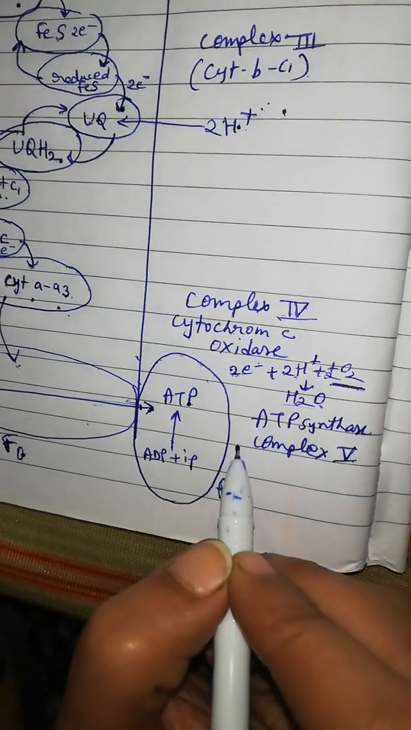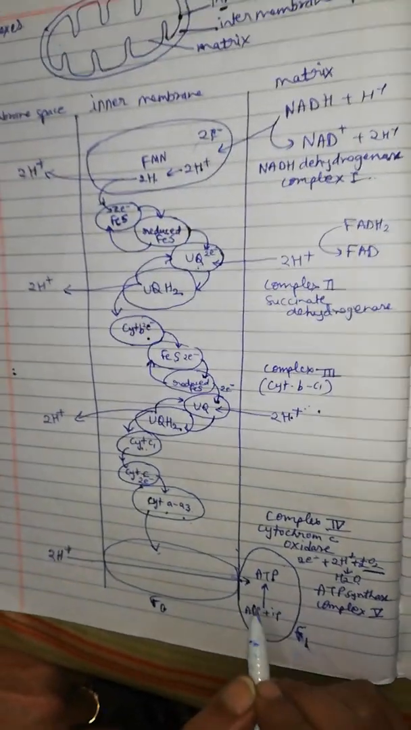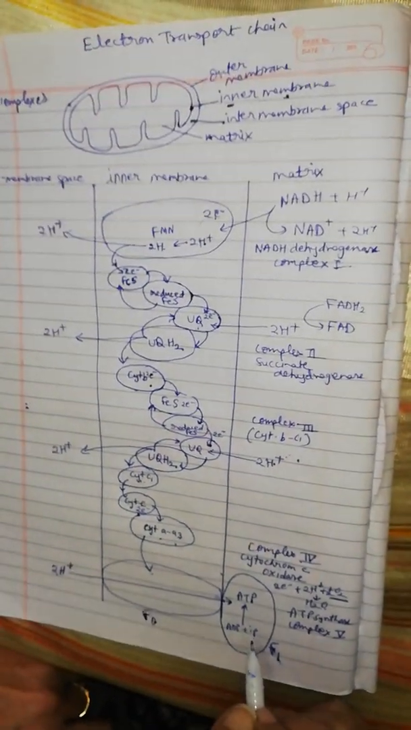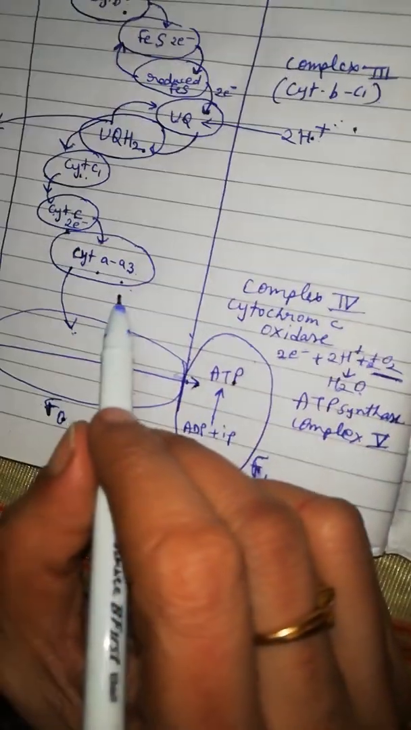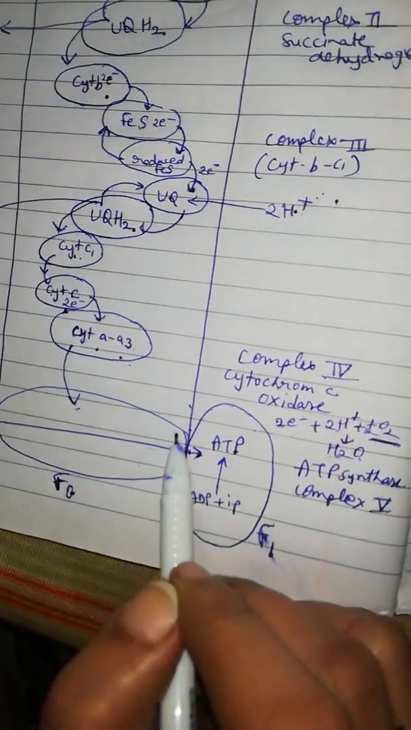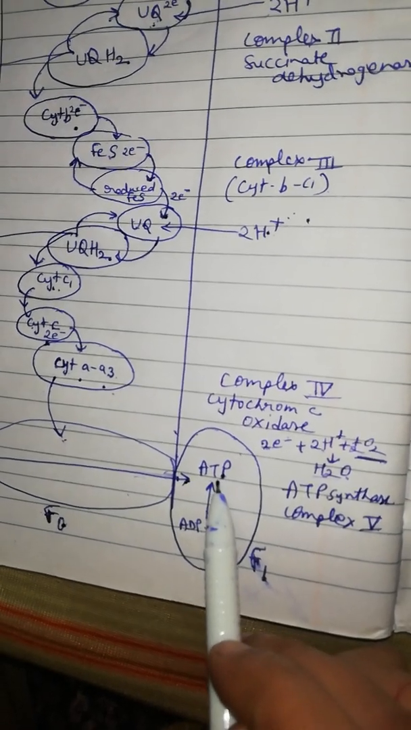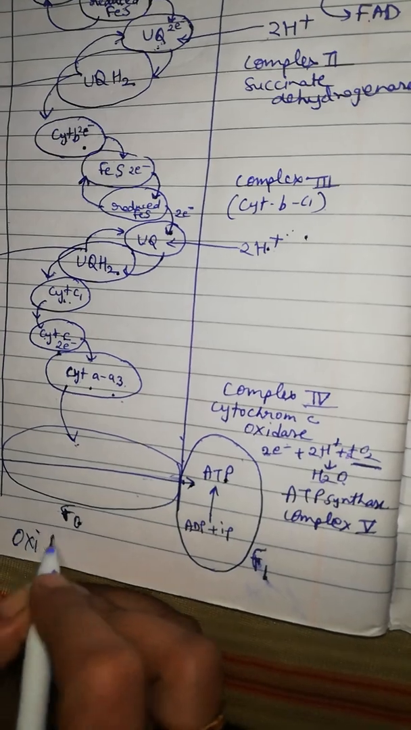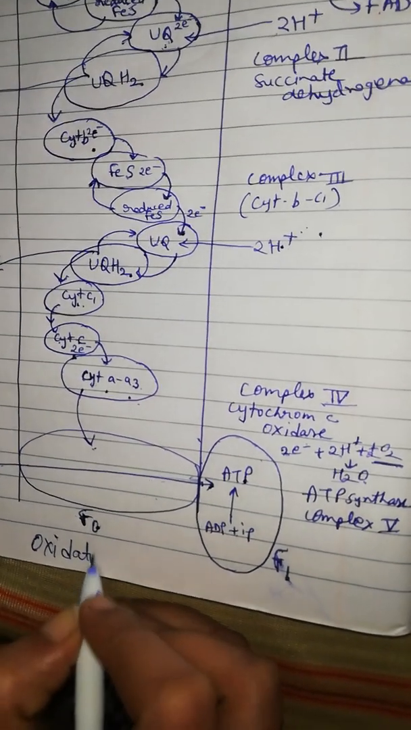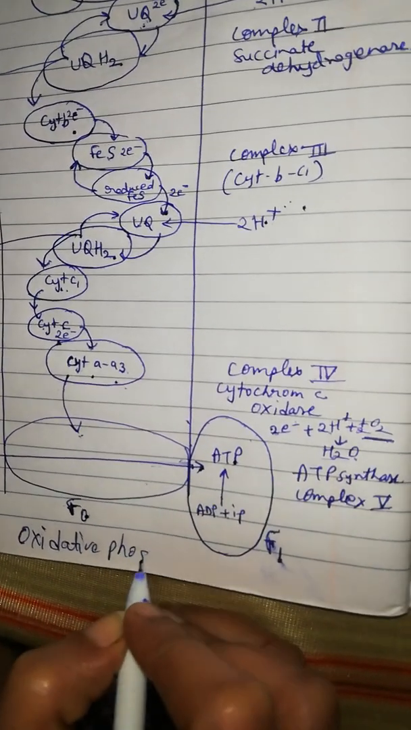So this electron transport chain ultimately leads to formation of ATP, and this ATP formation requires oxidation and reduction. So this process of ATP synthesis is called oxidative phosphorylation. This is oxidative phosphorylation.